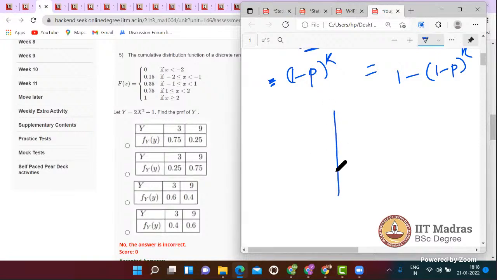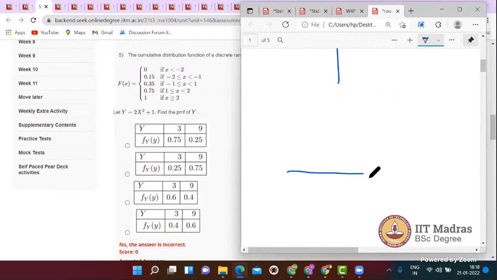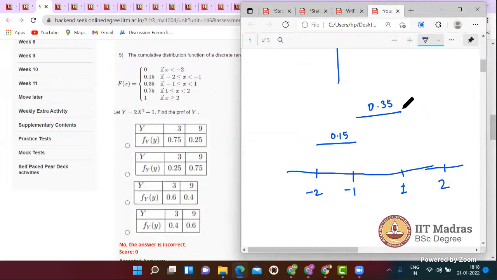So what you can write is which are the values, what is the range of x. You can know the range of x by plotting the CDF. If you plot the CDF, before -2 it was 0, and then from -2 to -1 there is a jump, and it is 0.15. Again from -1 to 1 there is a jump, and after the jump the probability became 0.35, and now after 1 to 2 it became 0.75.